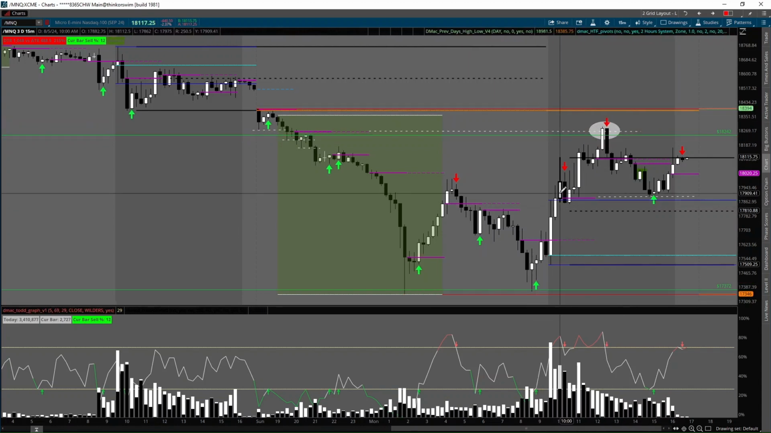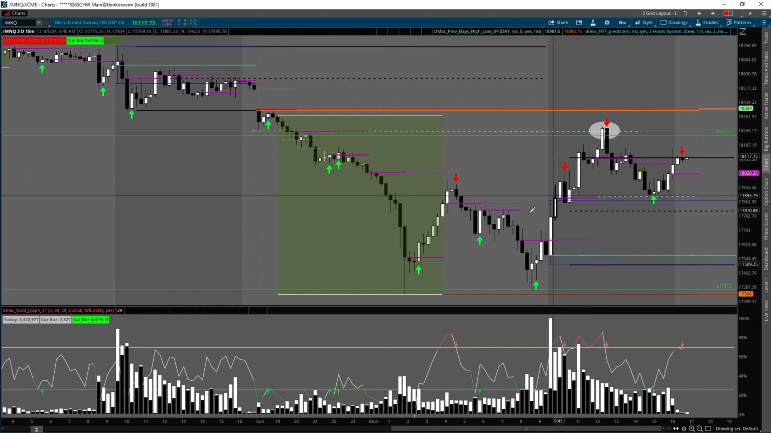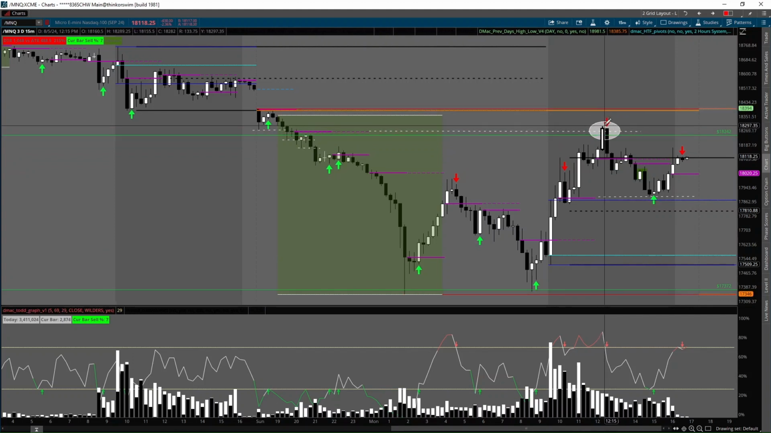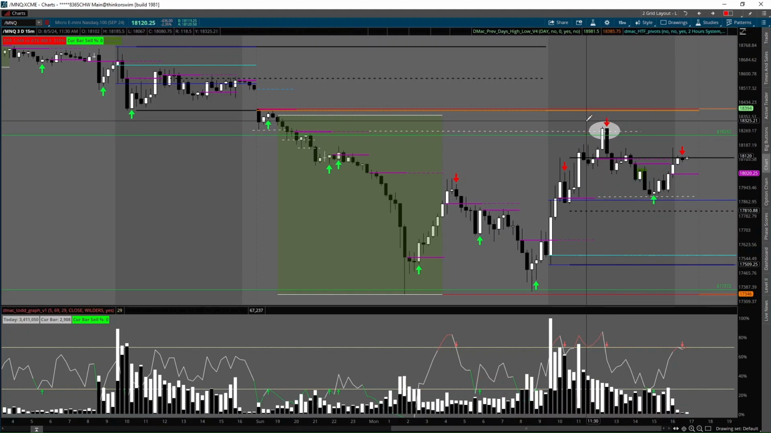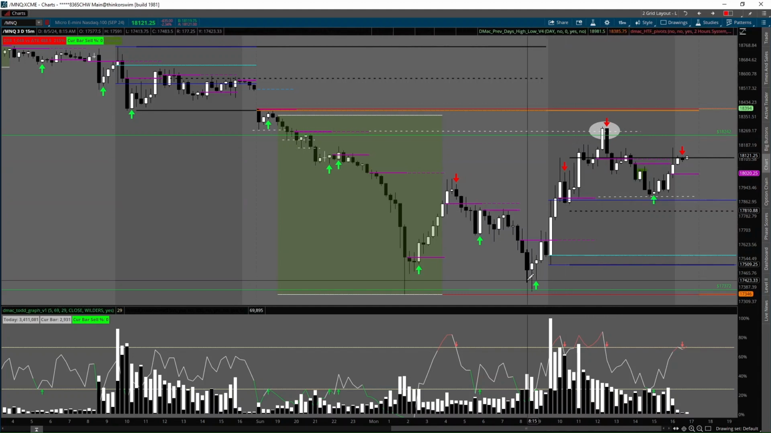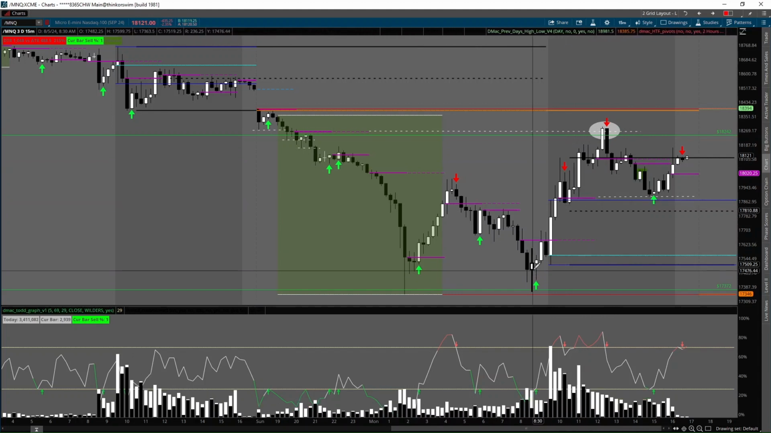I waited for price to come up to a level of overhead supply, meaning that there were a lot of sell side orders sitting up here, and I knew that there was a high probability that if price made its way up here, it would likely exhaust and turn around to the downside. And in this particular case, this was less of a candlestick structured trade and more of a trade based on overhead supply levels, which we're not going to get into right now.